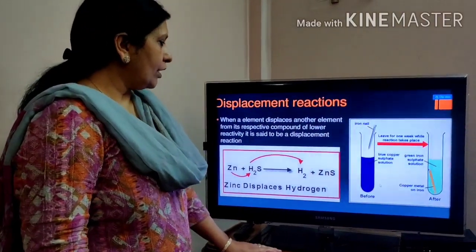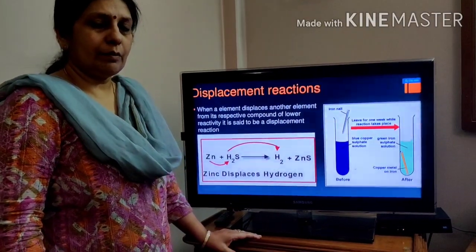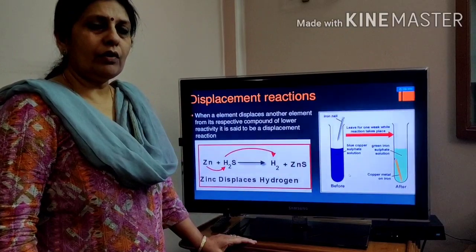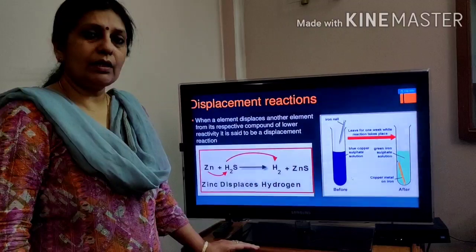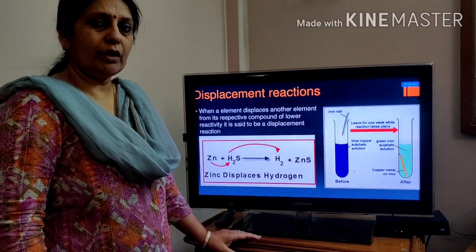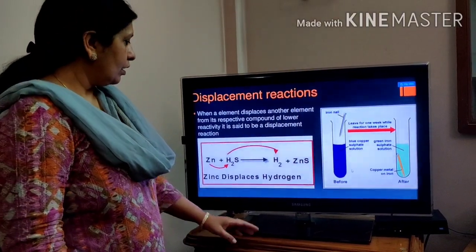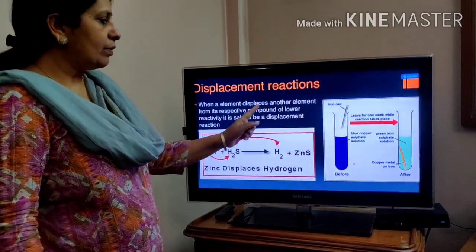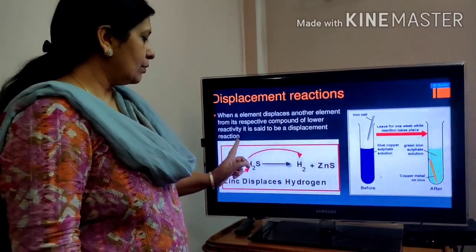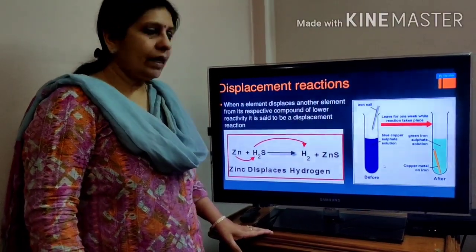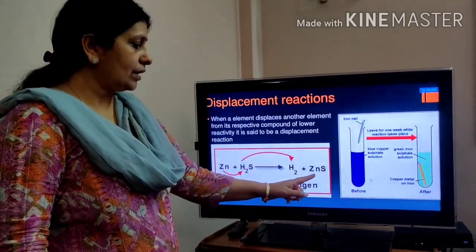Now the next category of reactions is displacement reactions. How do we define a displacement reaction? The definition of a displacement reaction is when a more reactive metal displaces a less reactive metal from its salt solution, it is called a displacement reaction. When an element displaces another element of lower reactivity from its compound, it is said to be a displacement reaction. One example is zinc plus hydrogen sulfide gives you hydrogen plus zinc sulfide.